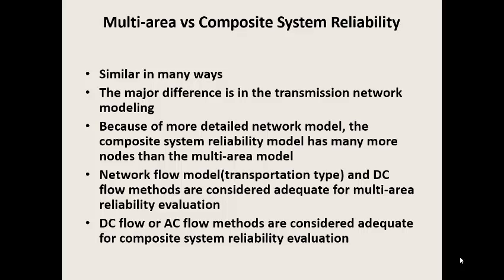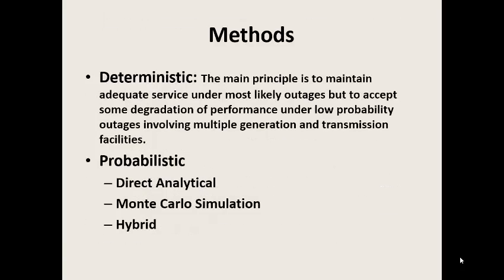Also, there is an issue of the network flow model. In the multi-area, you can use either the linear transportation type of network model or DC flow method. But in the composite power system reliability evaluation, the network model is either DC or AC. And the methods could be either deterministic or they could be probabilistic.